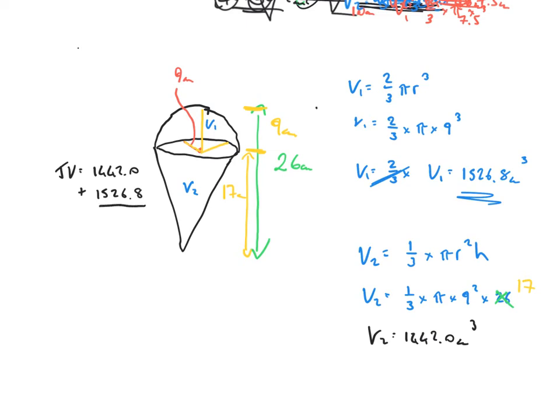1526.8. Okay, so line up the decimal point, 6 and 2 is 8, 2 and 4 is 6, 5 and 4 is 9, 1 and 1 is 2. Final answer, 2968.8 cubic centimetres. Okay, example 6, let's try another like that again.